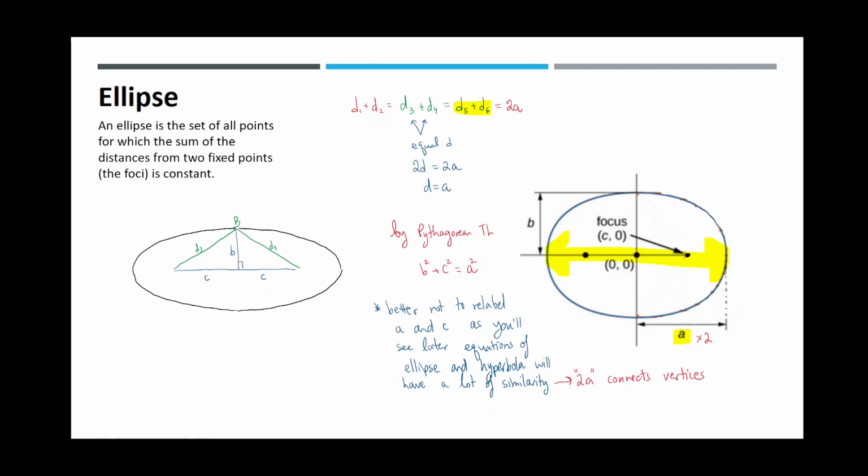Namely, the similarity would be that the 2A for hyperbolas and for ellipses will always be connecting the vertices. The difference between the two things will be that the A will always be the biggest number for ellipses. That's not going to be the case for hyperbolas. So I'll come back to revisit this later on. Right now, this means nothing to you because you don't know what a hyperbola even is.